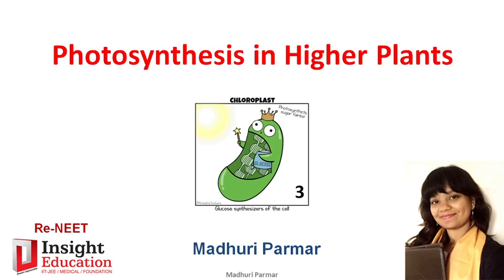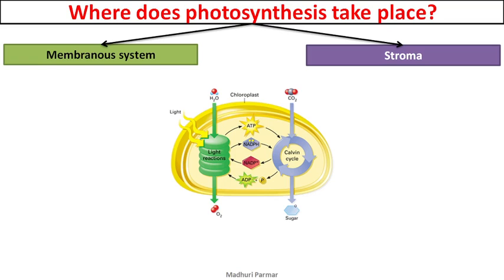Let us just start with today's lecture. A little bit of revision. We saw that photosynthesis takes place half of it in the membranous system, which includes the grana, thylakoid, stromal lamella, and the other half of photosynthesis happens in the stroma, the matrix portion of your chloroplast. We also had seen the structure of chlorophyll, chloroplast, of leaf, right?